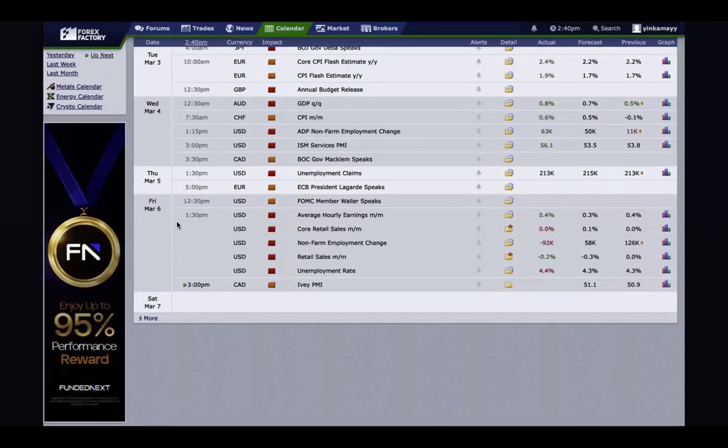All right. We are at the calendar. And if you look at Friday, we have non-farm payroll employment change, and we have unemployment rates. These two news releases are very, very important for the dollar. The non-farm payroll, which is what we know as NFP or employment change, tells you the amount of jobs gained or lost on a particular month for the US economy. It comes in every first Friday of the month. We had minus 92K jobs lost.